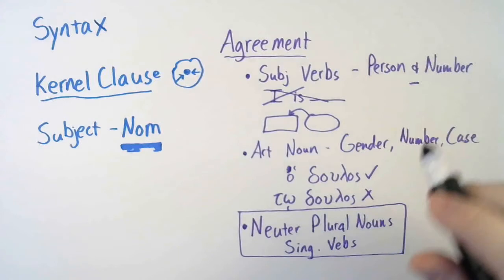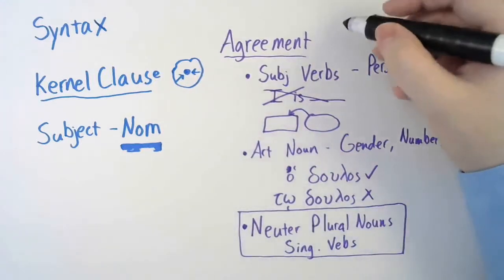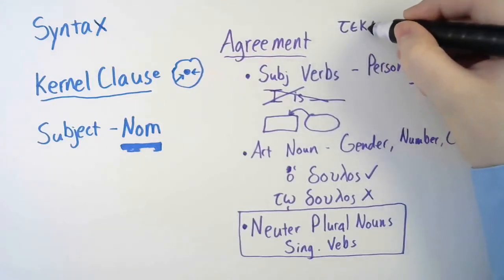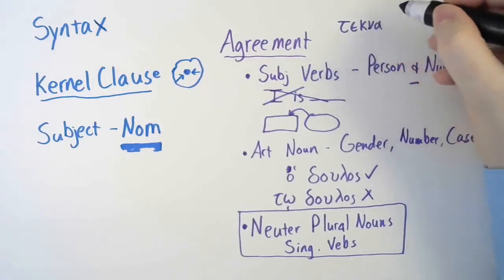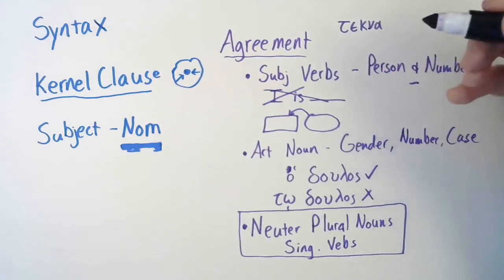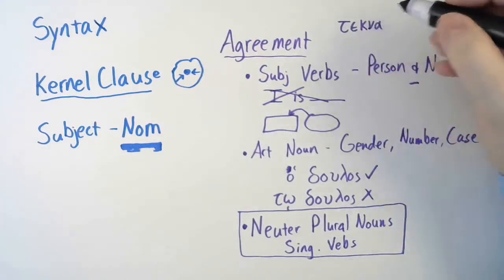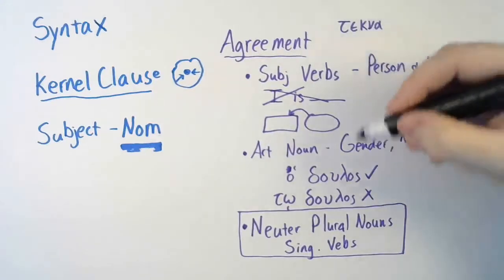Let's see. A neuter plural noun. What's a neuter plural noun? Let's say tekna. Tekna, from teknon, meaning child. So children, and it's going to take a singular verb.